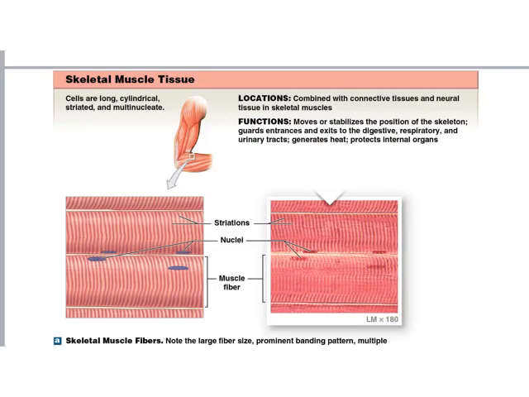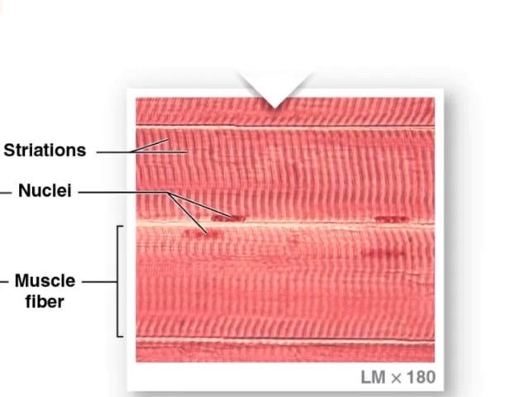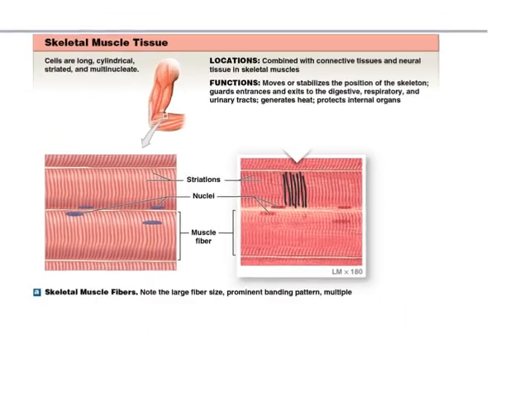So this is what I mean by striated. If you look under the microscope, it actually looks striped. And we're going to see why when we get to the muscle chapter. We'll talk about what produces those stripes there.